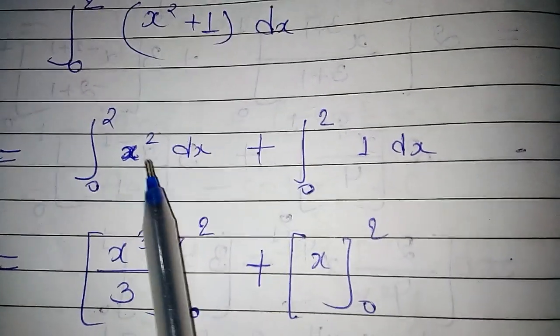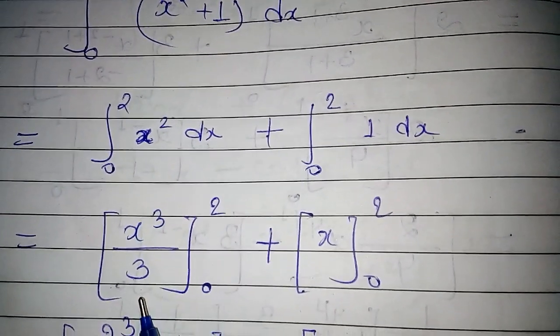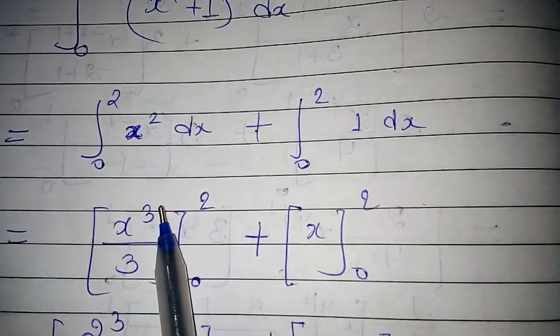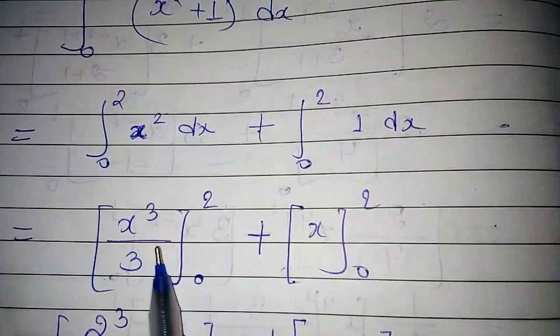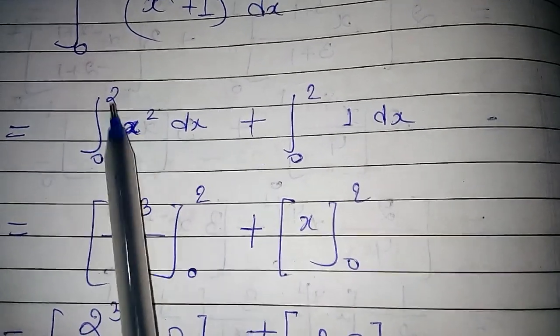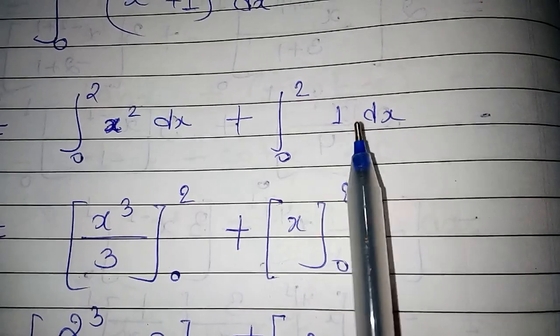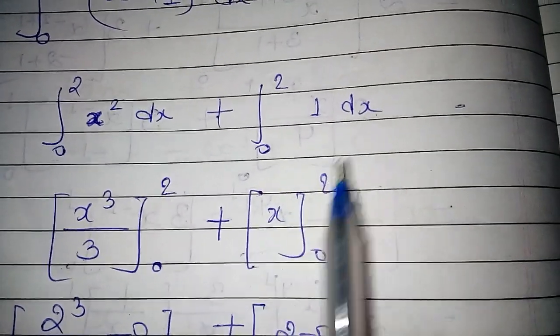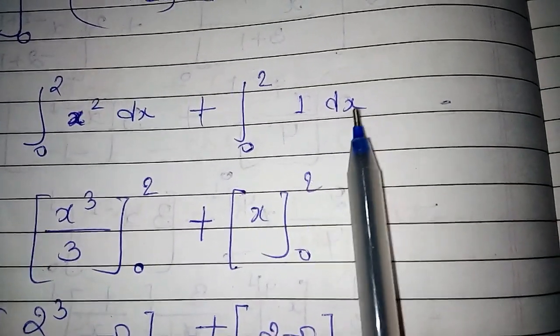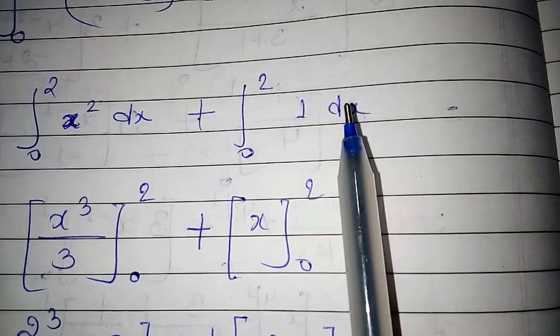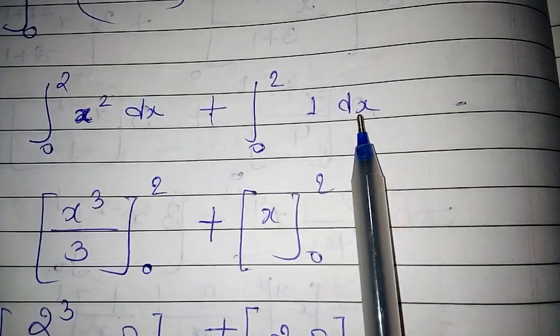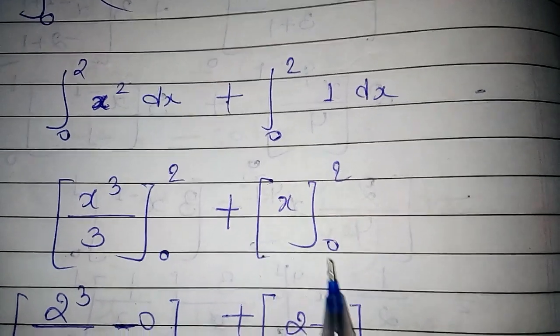Now what is the integration of x square? The integration of x square is x cube by 3. X raised to power 2 plus 1 by 2 plus 1 means x cube by 3 with the limit 0 to 2. Over here, what is the integration of 1 dx? x. You can see the formulas also. The integration of 1 dx is equal to x only, with the limit 0 to 2.